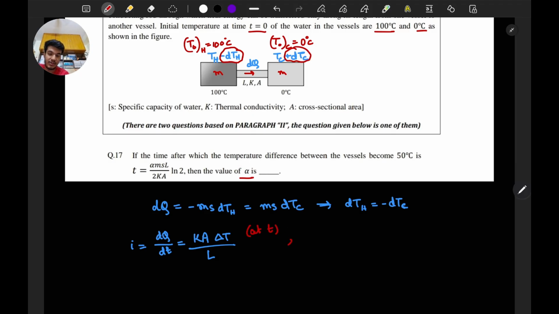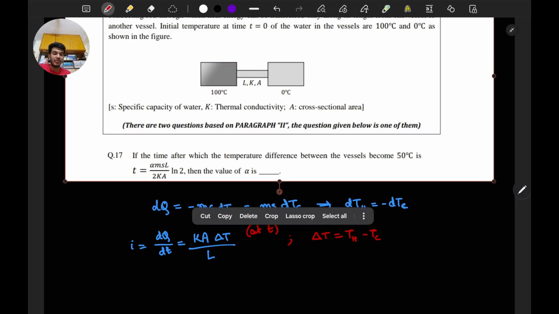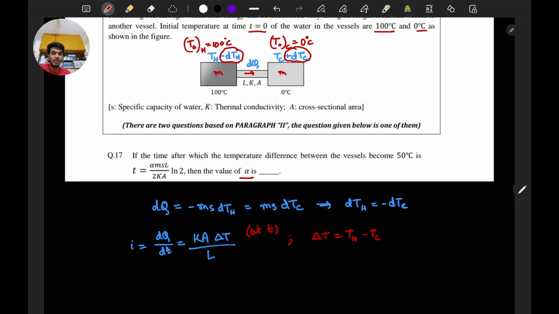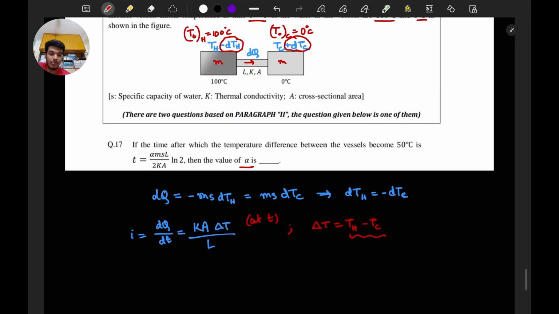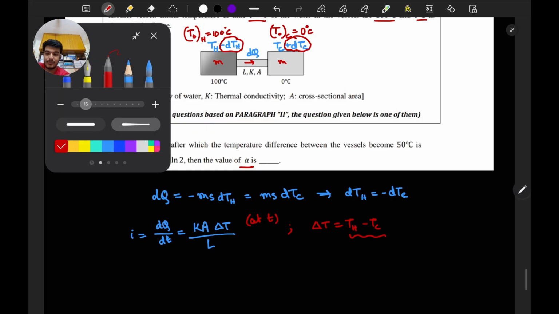So the temperature difference at that point was delta T equal to Th minus Tc. Due to this difference, dTh and minus dTh have been produced. Due to this difference of temperature, the temperature of the hot end has been reduced by minus dTh, and the temperature at the other end has been increased by dTc. So this is my temperature difference, Th minus Tc.